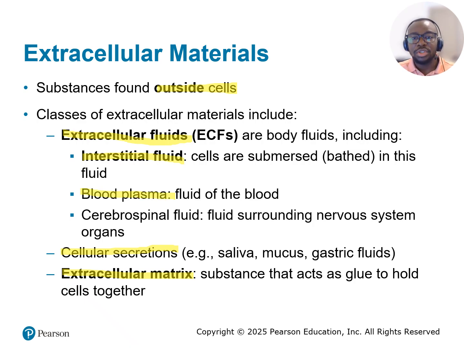of the blood. So blood is made of two components, a liquid component called plasma and a solid component called the blood cells. Another example of extracellular fluid is the cerebrospinal fluid. The cerebrospinal fluid surrounds the central nervous system, that is, the brain and the spinal cord. Examples of cellular secretions include saliva, mucus, and gastric fluids. Extracellular matrix are substances that act as glue to hold cells together.